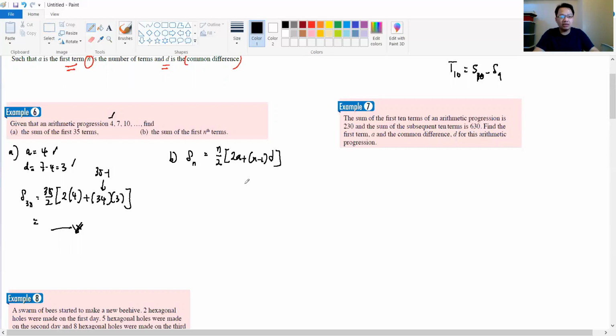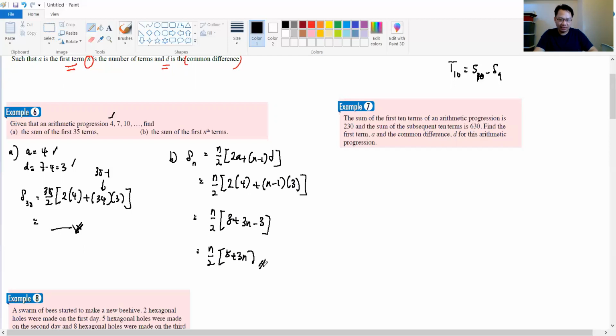This is the general formula. Since we don't know n, but we know a, a is 4, plus n minus 1, d is 3. So we simplify everything: n over 2, 8 plus 3n minus 3, then we simplify it to become n over 2, 5 plus 3n. Then this is the final answer, because there is no value of n, it is just the variable n. So your answer should have the variable n. That is example 6.